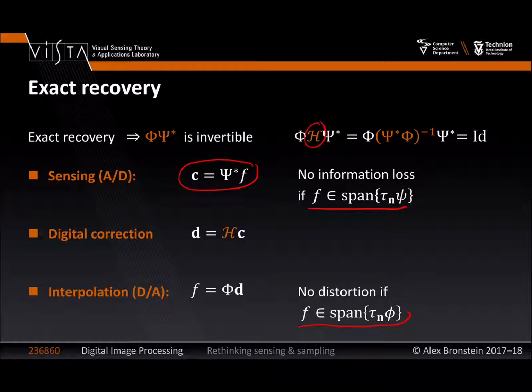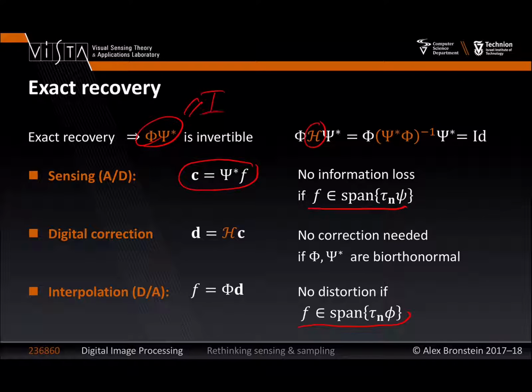And then, of course, if we have these two conditions satisfied, let's just pay attention that if phi and psi adjoint are bi-orthonormal, it means that this product equals identity. If they are bi-orthonormal, then we don't need correction, right? In the case of ideal Shannon sampling, we had bi-orthonormal analysis and synthesis, so there was no need for correction.